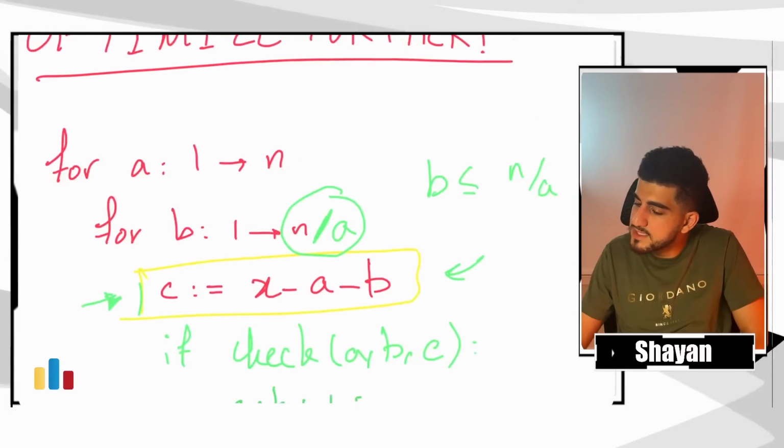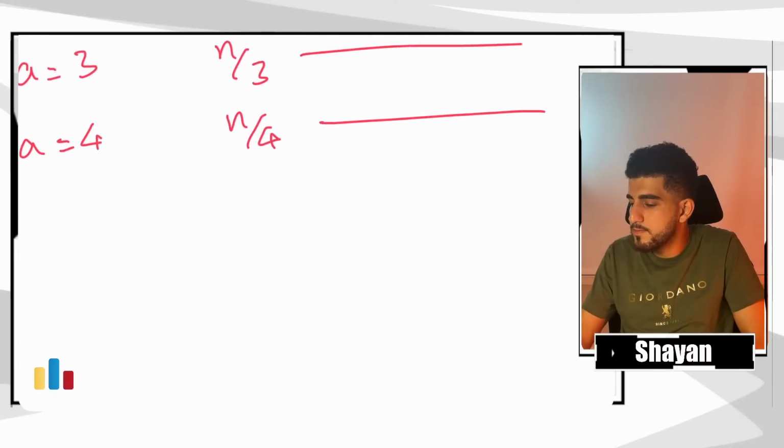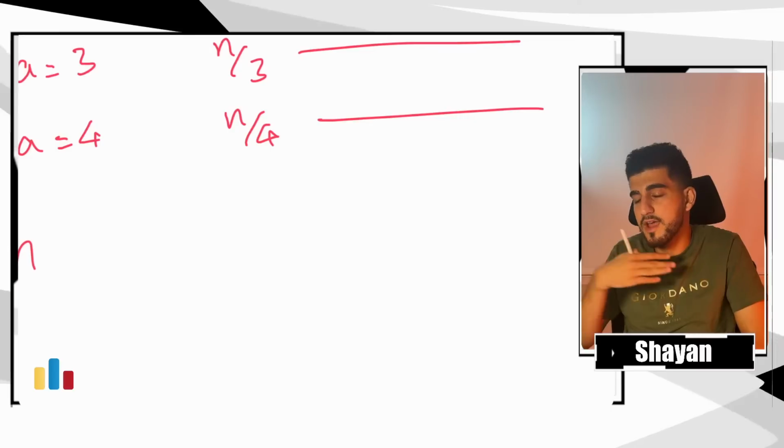So the point is that these two loops in total are going to be n plus n over 2 plus n over 3 plus n over 4 and so on.